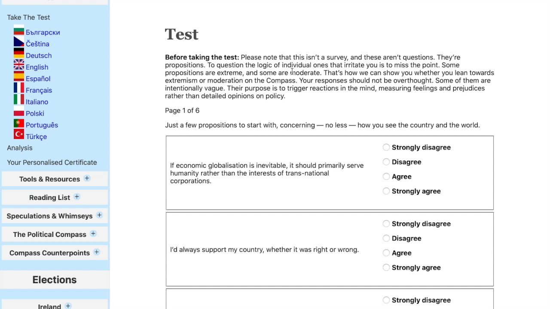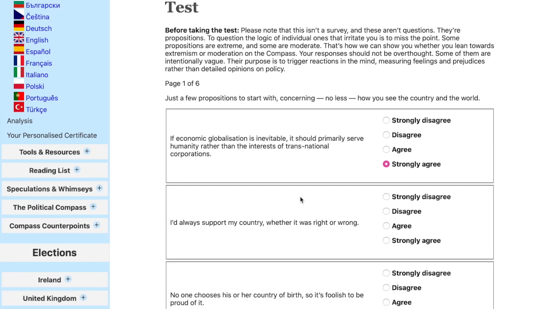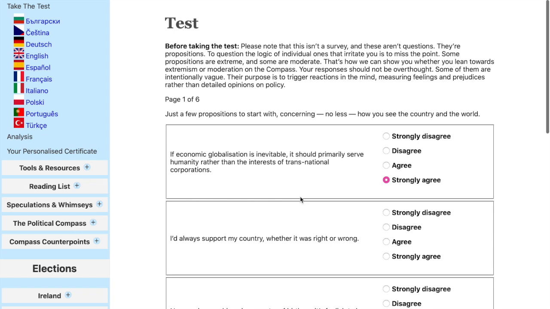If economic globalization is inevitable, it should primarily serve humanity rather than the interests of transnational corporations. Strongly agree. Now, is globalization inevitable? I don't know, maybe. But regardless, it should serve the interests of humanity rather than fucking corporations, because humanity, like, that should be obvious to most people. This isn't me getting irritated at the question. The question obviously is not.